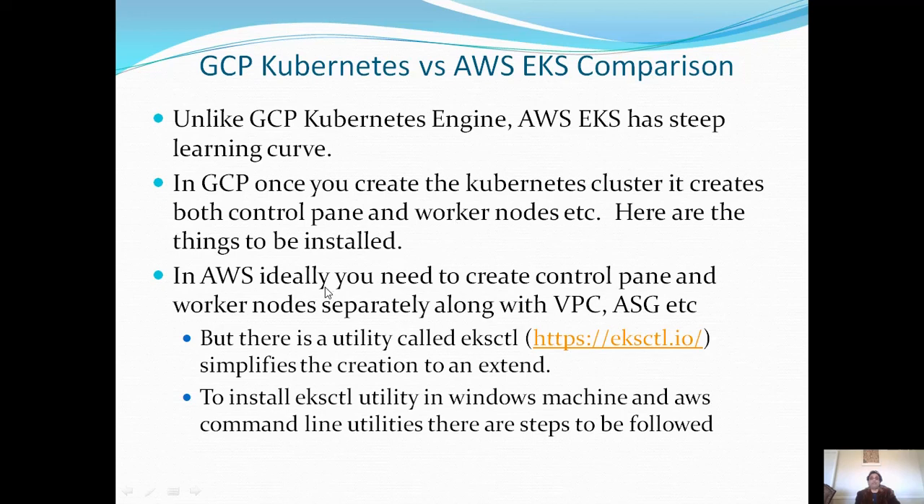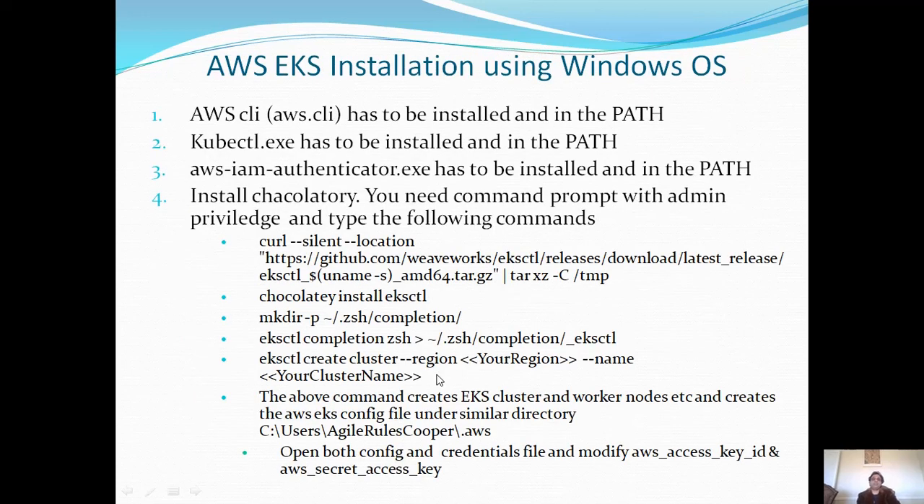In AWS, ideally, you need to create the control plane and worker nodes separately, along with the VPCs, ASG, auto scaling groups, everything. But there is a utility called EKSCTL, and if you go into this link, you'll see more about the steps. It simplifies the creation to an extent. But to install the EKSCTL utility on a Windows machine, we have to install the command line utilities, and that itself is a huge process. I actually spent almost 5 or 6 days to figure this out, but once I figured it out, it's not that hard.